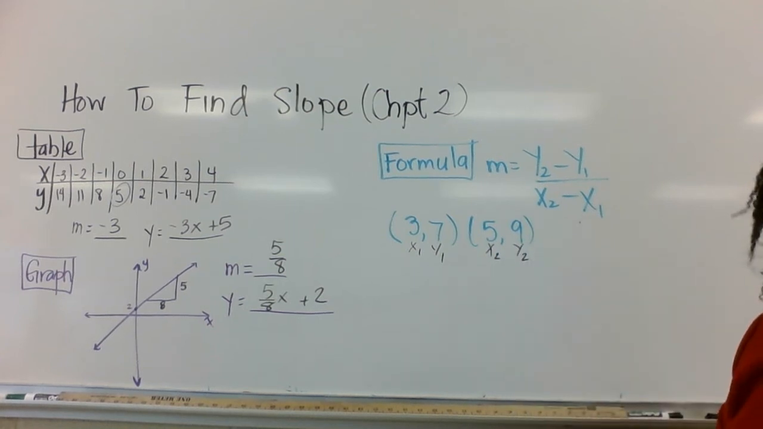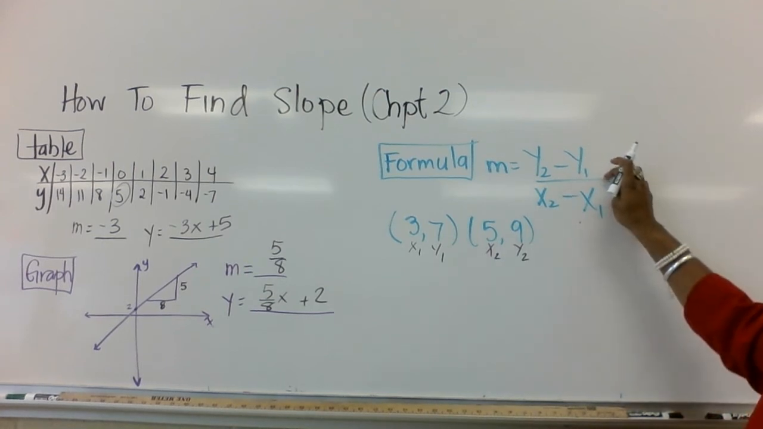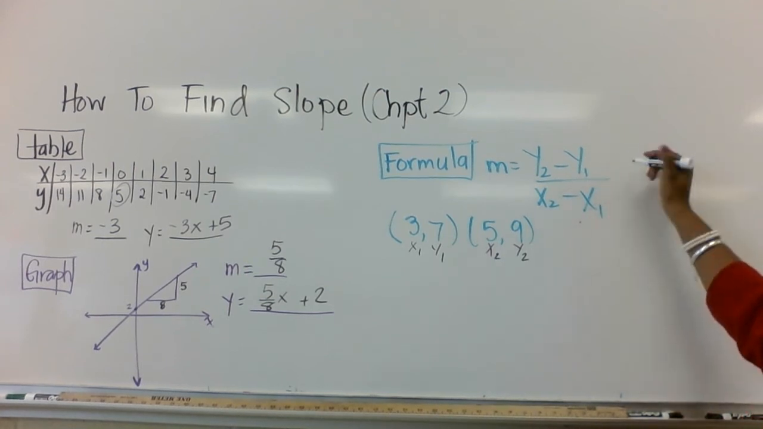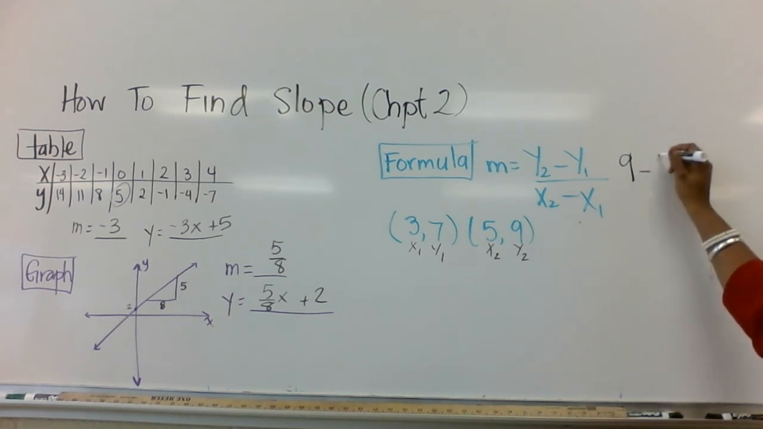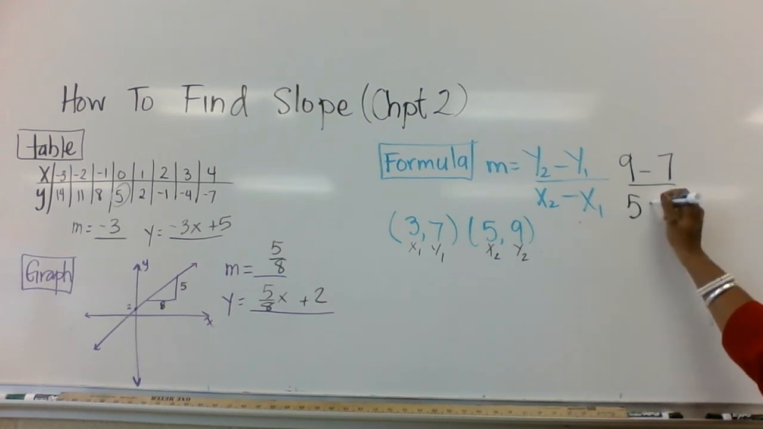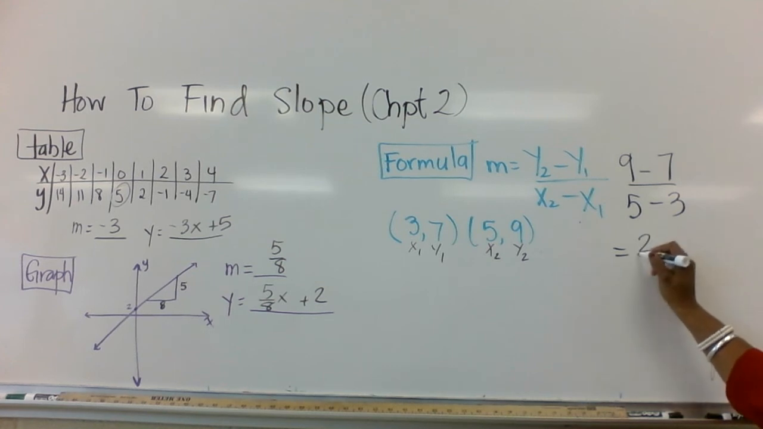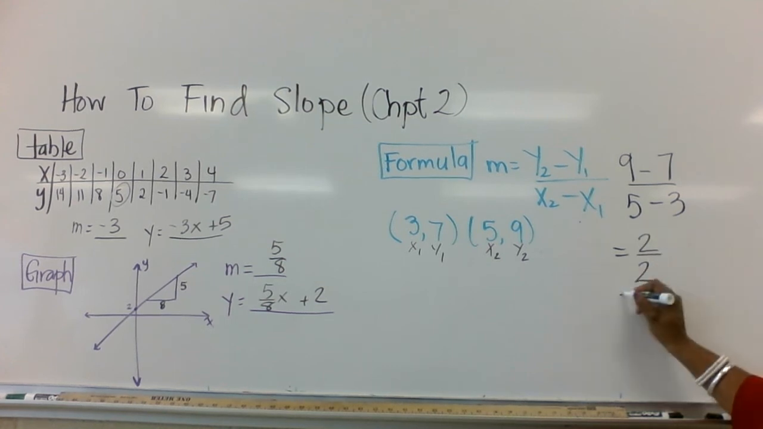We just plug those in, and it replaces the y2 with a 9 minus 7 over 5 minus 3. And let's just work down. We get 2 over 2, which equals 1.